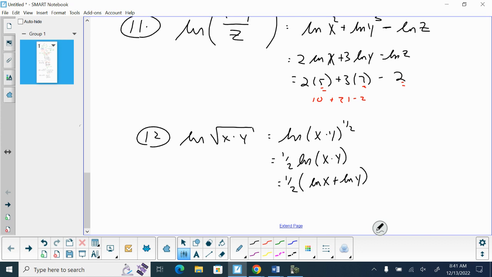Another way of thinking about this, you can write that as the ln of the square root of x times the square root of y. So we have ln square root of x plus ln square root of y. So we have 1/2 ln of x plus 1/2 ln of y. And we get the exact same thing we get over here. Other questions?